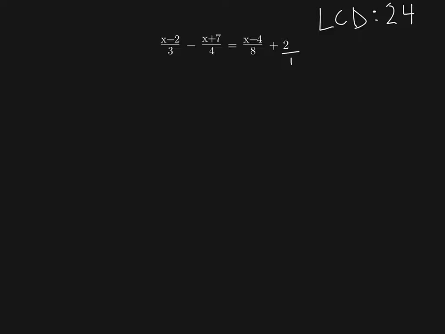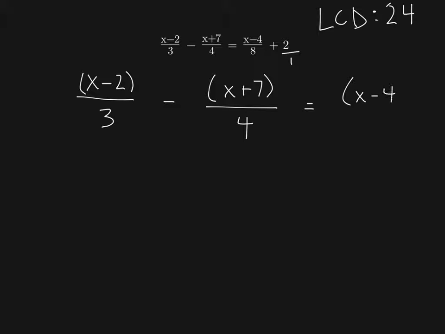24. So what we're going to do is we're going to multiply, and I'm going to put these guys in parentheses, you'll see why in a minute. We're going to multiply all 3 of these by 24, see what cancels. Oh, almost ran out of room. Okay, let's multiply this by 24, this by 24, everything by 24.